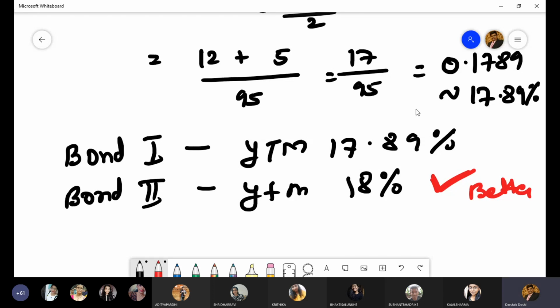Write down a simple sentence. If bond 2 gives a YTM of 18%, then bond 2 is better for investment.